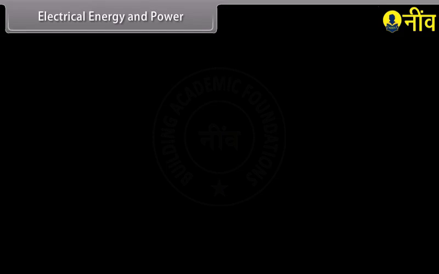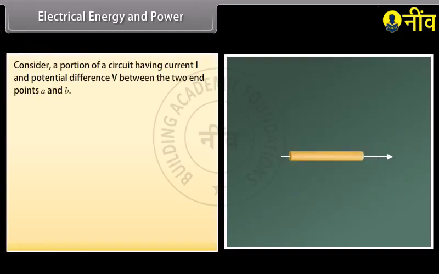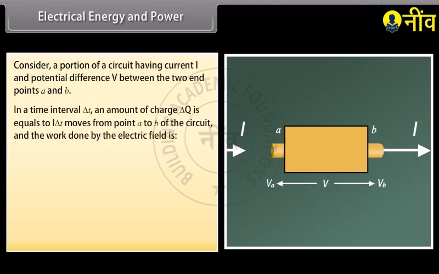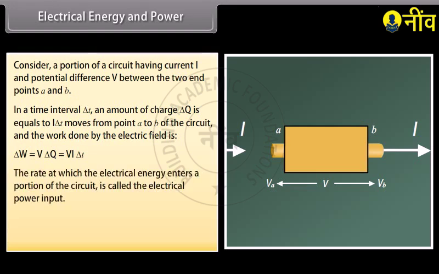Electrical energy and power. Consider a portion of a circuit having current I and potential difference V between the two endpoints A and B. In a time interval delta t, an amount of charge delta q equal to I delta t moves from point A to B of the circuit, and the work done by the electric field is equal to the product of V and delta q, which is equal to the product of V, I and delta t. The rate at which the electrical energy enters a portion of the circuit is called the electrical power input. P is equal to VI.